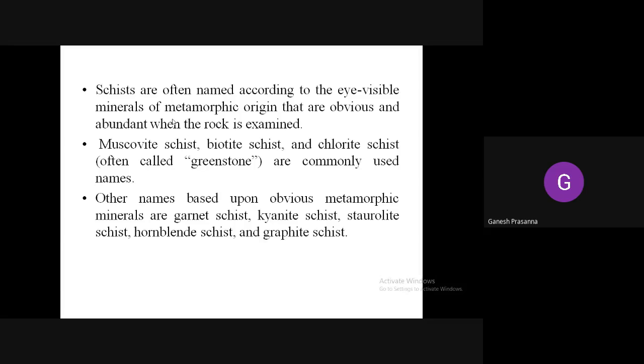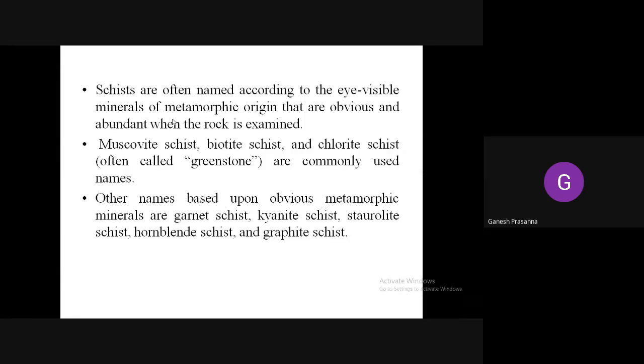Okay. According to the visible minerals present within the metamorphic rock, if it contains muscovite, it is called muscovite schist. If it comprises biotite, it is called biotite schist. If it comprises chlorite, it is called chlorite schist, usually called greenstone. So the abundant minerals present in the schist determine the name.